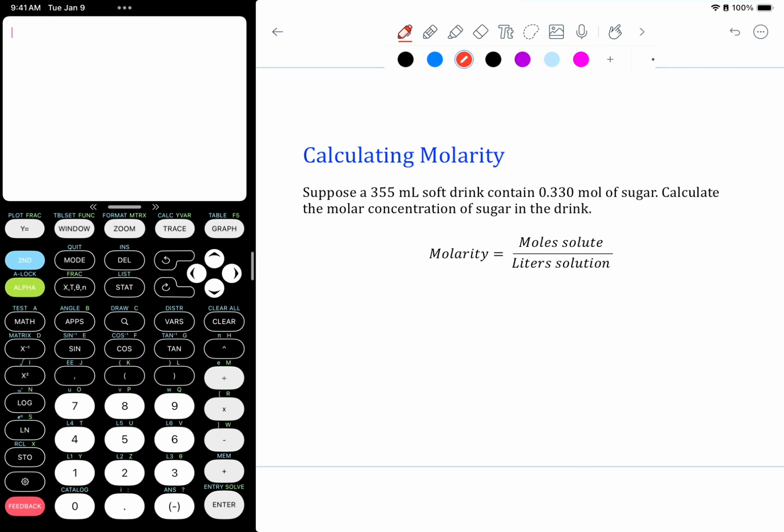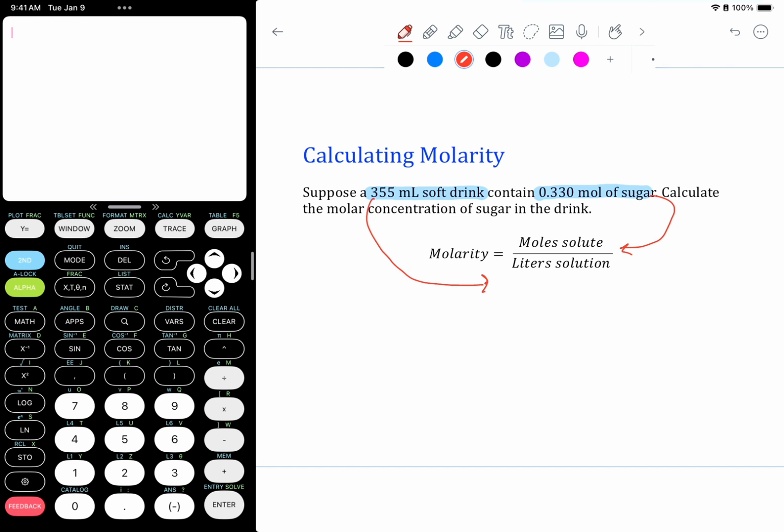So the example I have in front of us is, suppose a 355 milliliter soft drink contains 0.330 moles of sugar. Calculate the molar concentration of sugar in the drink. So, if we identify our values here, we identify our values as 355 milliliters and 0.330 moles. So we see that we have our volume unit as well as our mole unit.